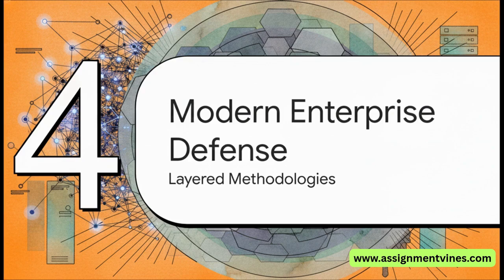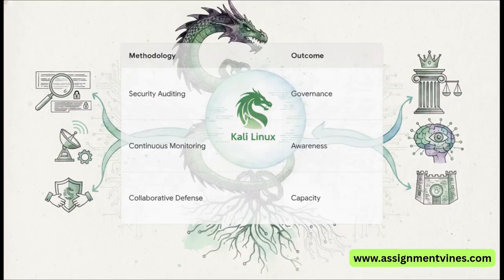Now that we've looked at the tactical steps on the ground, we need to zoom back out and discuss how these specific applications scale up to defend an entire sprawling enterprise infrastructure. There is a direct, undeniable connection between technical action and real business value here. Proper security auditing leads directly to improved governance across the entire board. Continuous monitoring yields essential situational awareness, letting leadership know exactly what's happening at any given moment. And collaborative defense results in a strengthened capacity to address challenges.